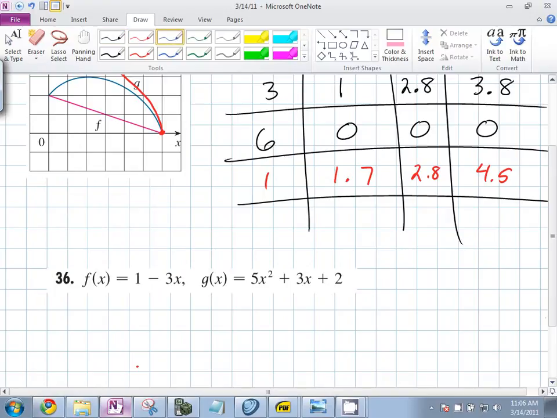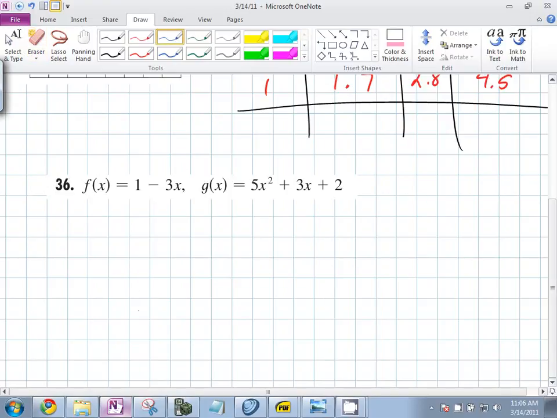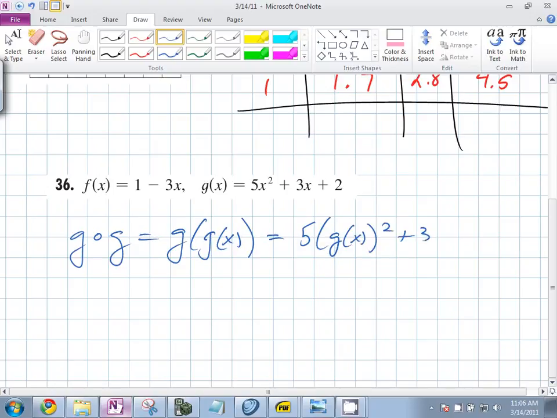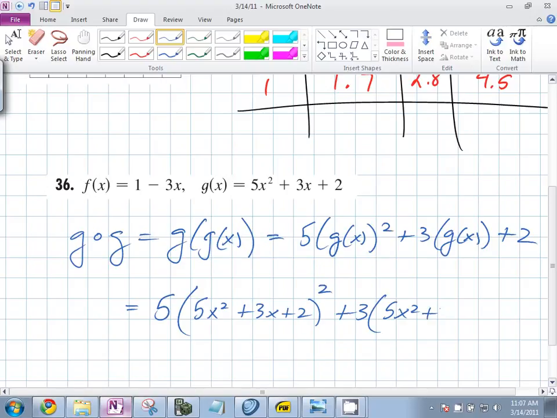Just pick one. We are not going to do them all. Which one do you want to do? g of g? So that's g of g of x. What are you plugging in? You're doing 5 times g of x squared plus 3 times g of x plus 2. So that's 5 times (5x squared plus 3x plus 2) squared plus 3 times (5x squared plus 3x plus 2) plus 2. All done. You don't really have to multiply that out.